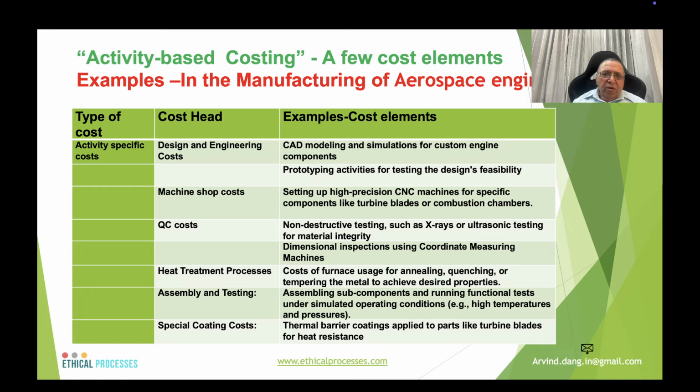Now, let's look at another cost element like assembly and testing. Assembling sub components and running functional tests, this is row number 5. Assembling sub components and running functional tests under simulated operating conditions, for example, high temperature and pressures, and special coating costs. So these are just examples, I'm not reading all of them, which you can read at your leisure.